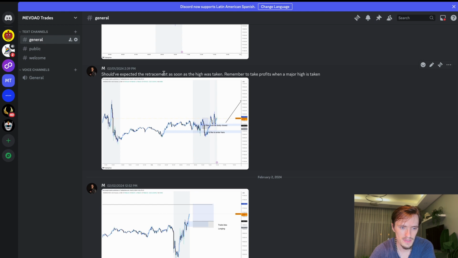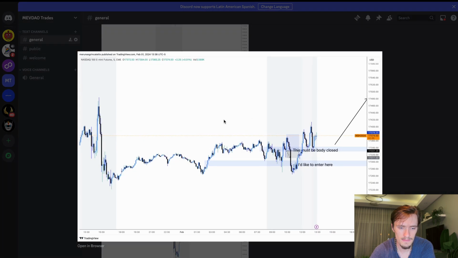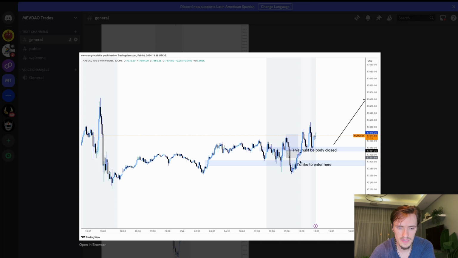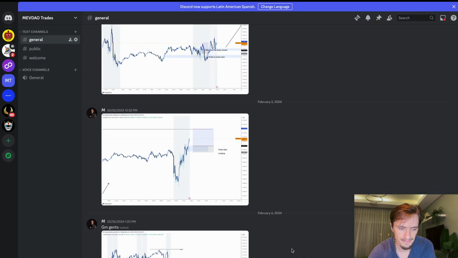You see, there was a retracement as soon as the high was taken. This is in the 5 minute. You see the price went all the way up, but then it went down again, reaching into this area, and eventually it did go up. But same thing as before, price goes down before going up.